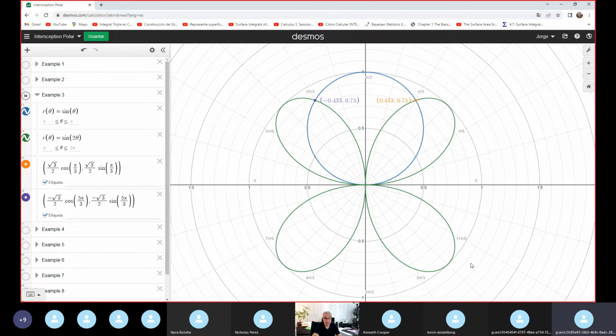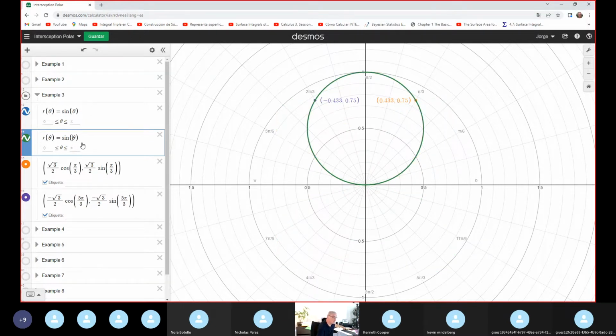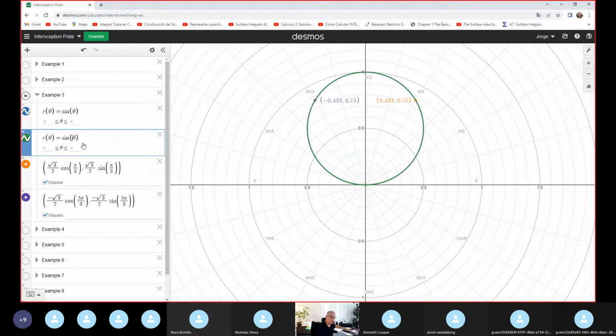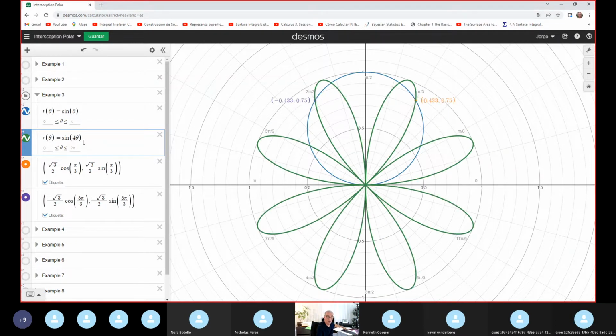Exactly, exactly. Okay. See, for example, let me take advantage of this moment. Suppose you have 3 here. This is a completely different problem, no? Look. How many petals? Now we have 3. You put 4 here now. How many petals? Now we have 8. Okay. 1, 2, 3, 4.